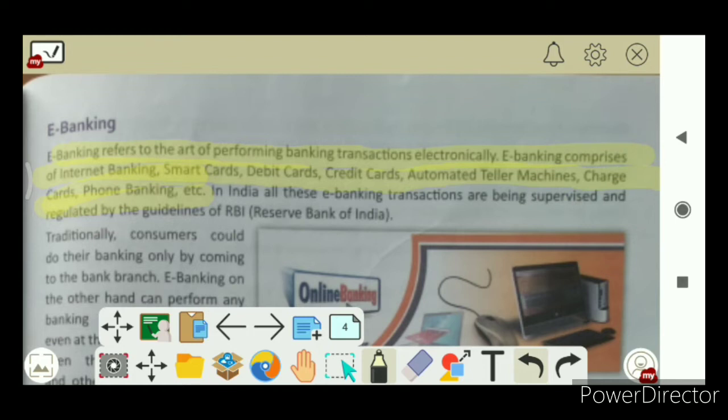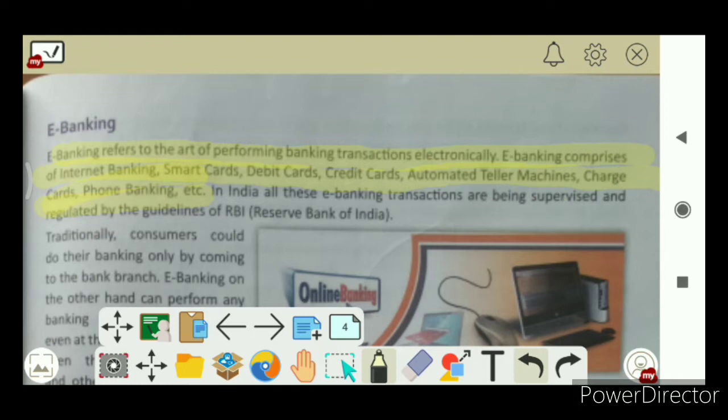Now in India, all these e-banking transactions are supervised and regulated by the guidelines of RBI, Reserve Bank of India. It means in India, all banking activities or online e-banking activities are supervised and regulated by the Reserve Bank of India.